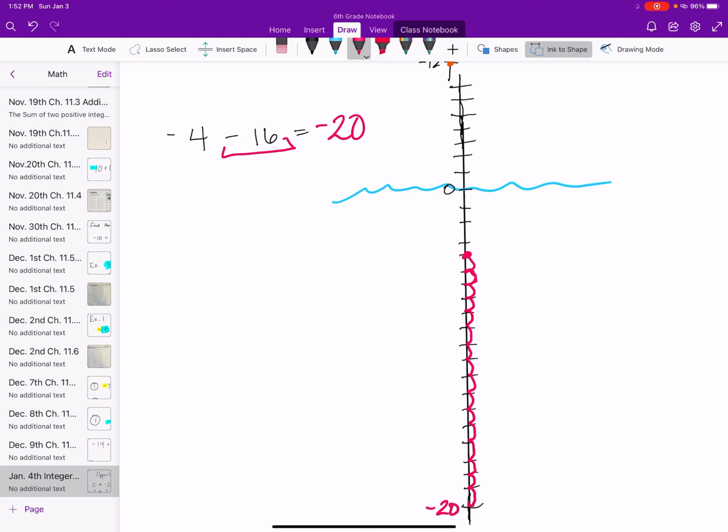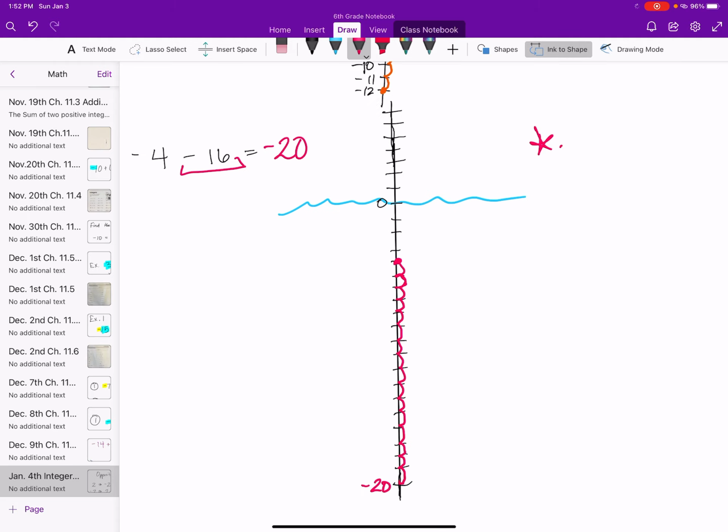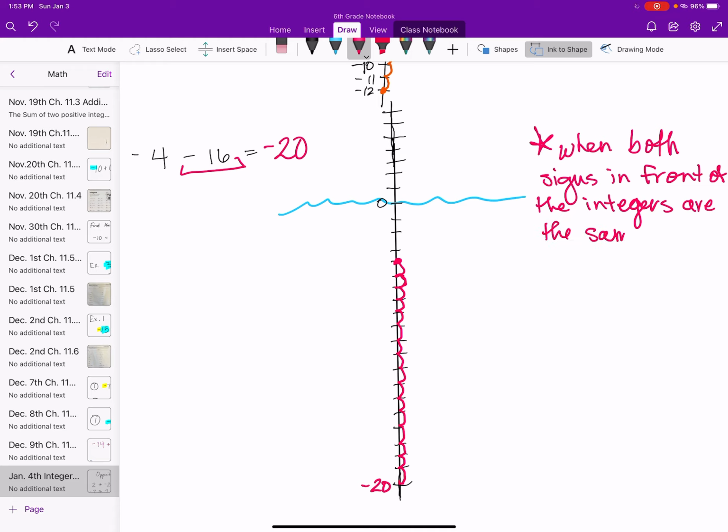But you could also use our little trick. When both signs in front of the integers are the same, you add and keep the sign. So if they're both negative, your answer is going to be negative, and you're just going to add the two numbers together. Okay, so let's try another one like that, and we'll just use the trick.